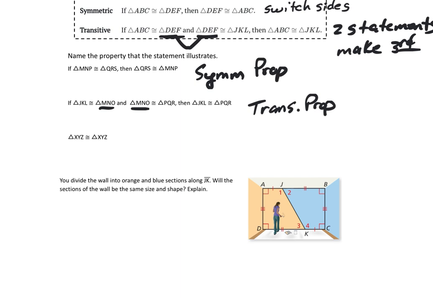And the last one, this should be the easiest of them all. Triangle XYZ is congruent to triangle XYZ. Reflexive. It's exactly the same statement. There's nothing different about those 2 triangles. Reflexive. Okay. Way back when we talked about it, we talked about looking at ourselves in the mirror and getting a reflection. It's the exact same image that we get when we look at the mirror.